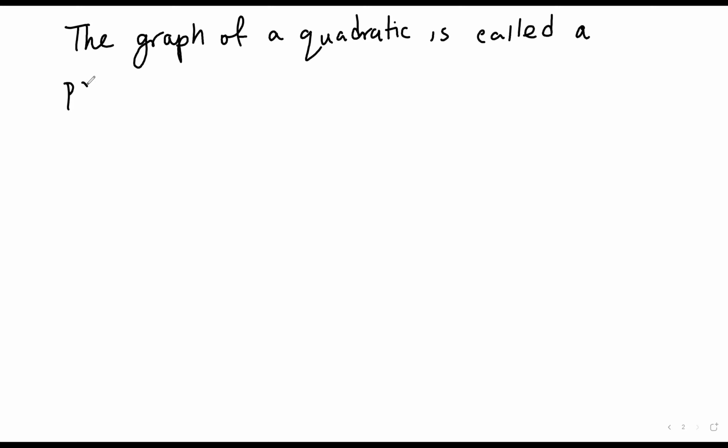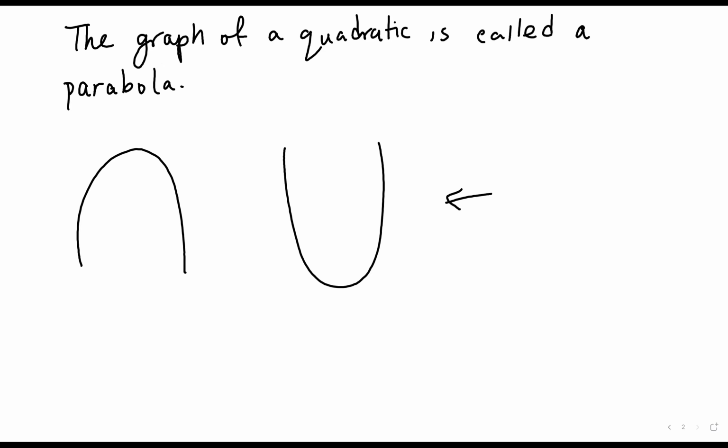It's called a parabola. So it's a parabola, right? And it's a characteristic U shape. And it can either be facing this way or it can be this way. All right, so this is the graph of quadratics. It's a characteristic U-shaped graph, either upside down like this, or right side up like the second one, right?